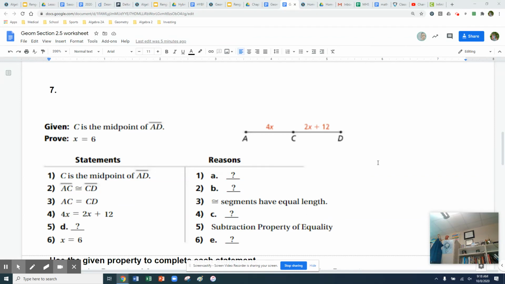More when we get to that stage. Eventually, you'll be doing these proofs on your own. You'll be finding the statements and the reasonings on your own. You'll be able to do that. But right now, we're just doing fill in the blanks.